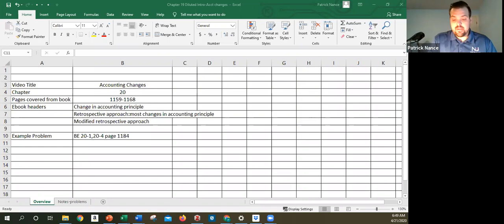And then there's the prospective approach. So nothing needs to be done to prior year's financial statements, nor a journal entry to adjust account balances. Instead, the change is simply implemented in the period of change, and it's reflected in financial statements in the future periods. So that's a prospective approach. I'm only looking at the future, not going backwards at all.